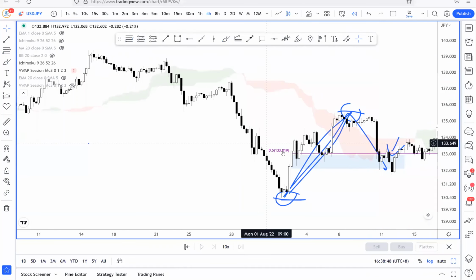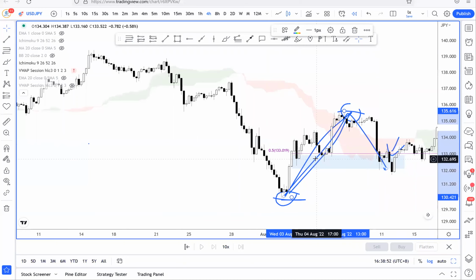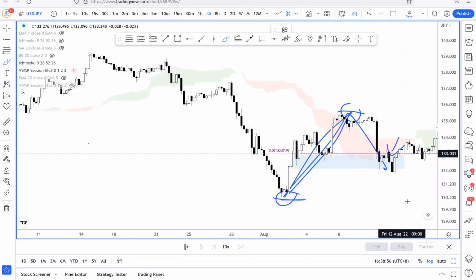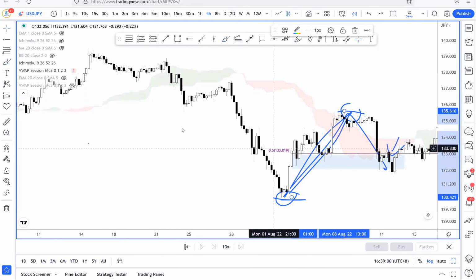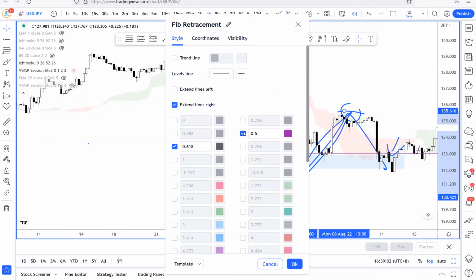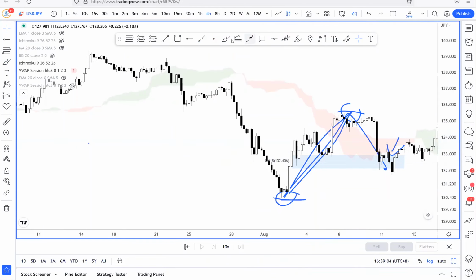So you can see again, 50% retracement. If you're trying to find areas to buy, you want to try and buy at a lower price, so ideally below the 50%. At this zone itself, the retracement that lines up with it will probably be the 61.8 retracement.